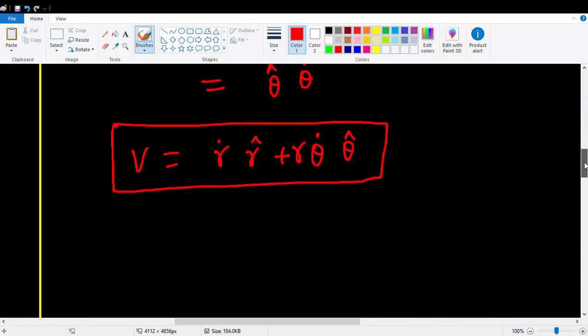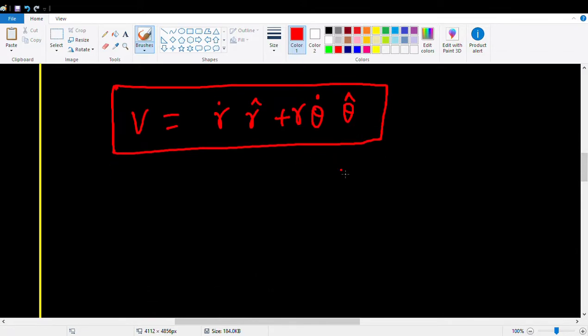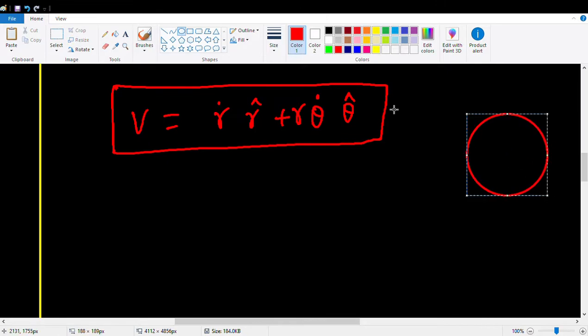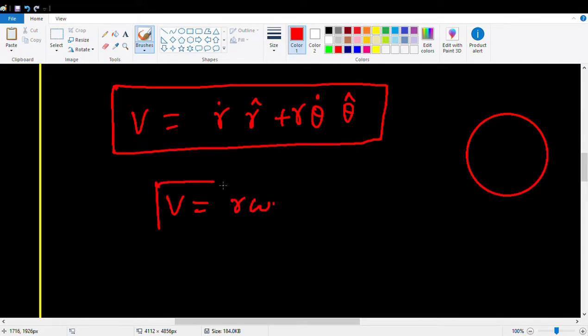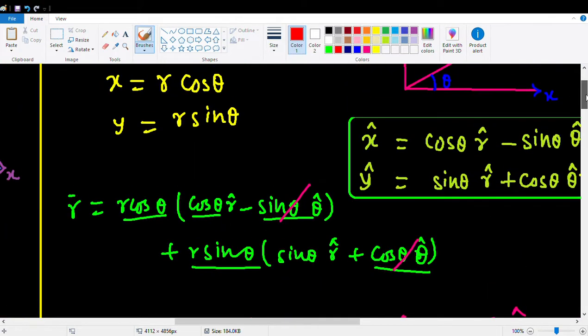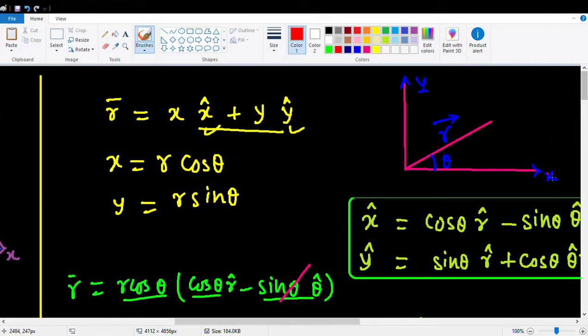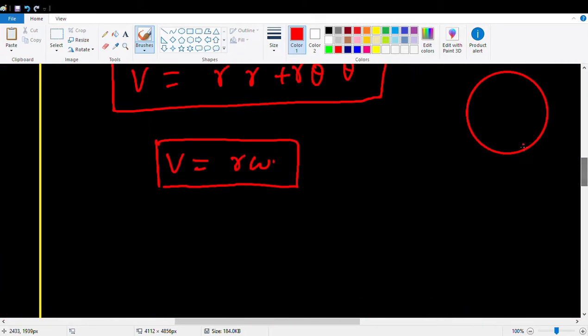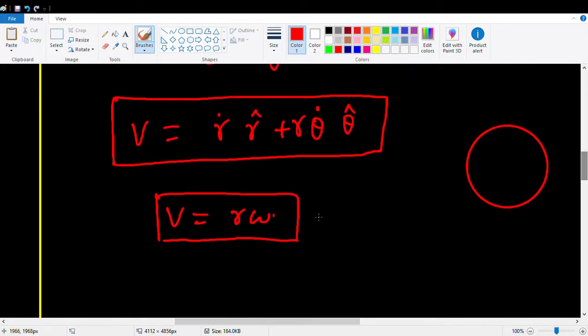This is the thing you have seen whenever you are solving a problem where an object is moving in a circle: you will write immediately v is equal to r omega. So without any understanding of the physics of how v is equal to r omega comes, we have used a simple mathematical tool to write our Cartesian system in terms of a polar coordinate system, and from here I simply derived v is equal to r omega.